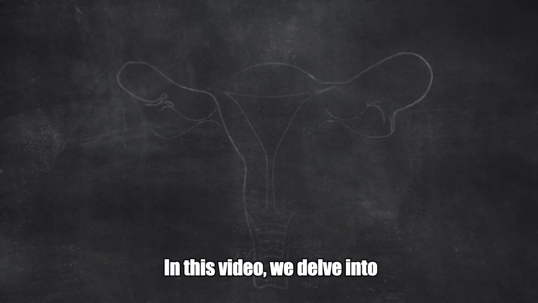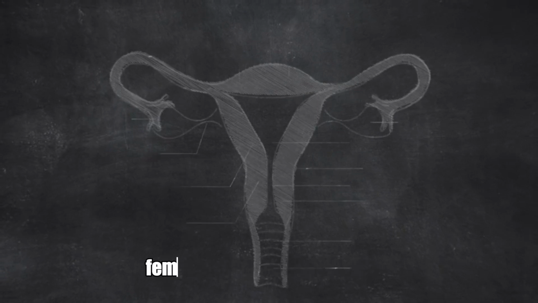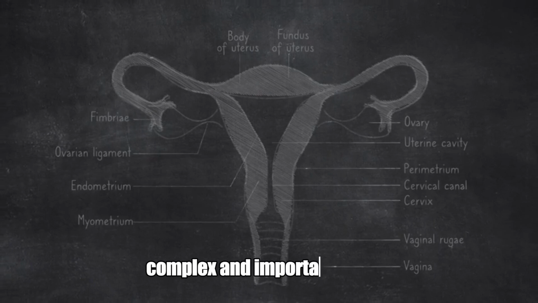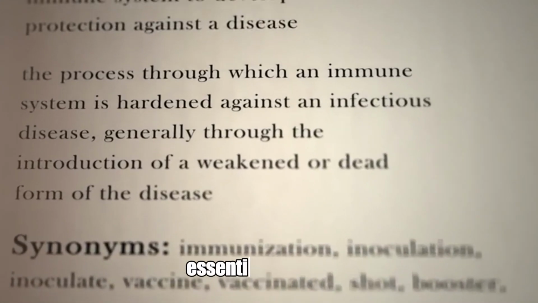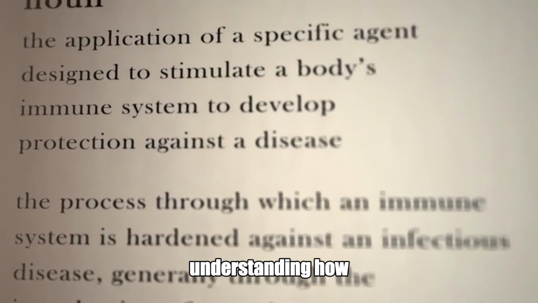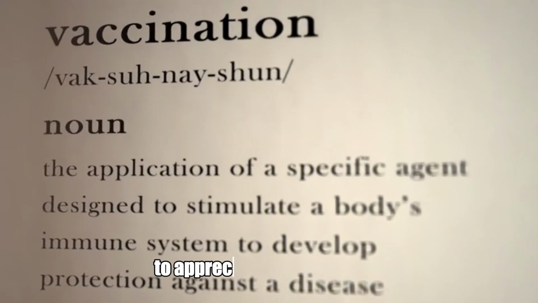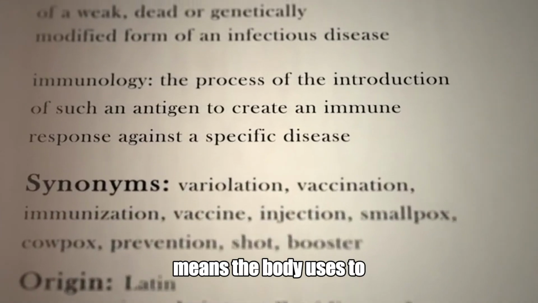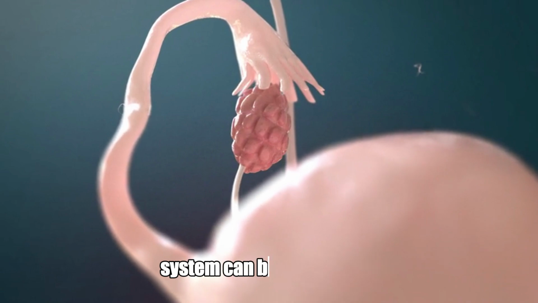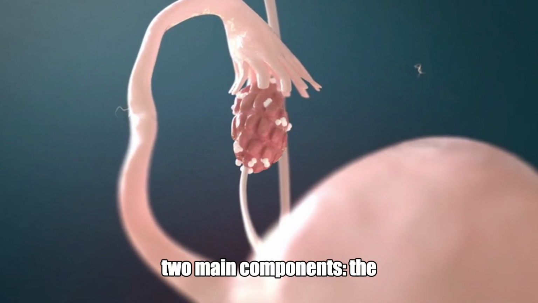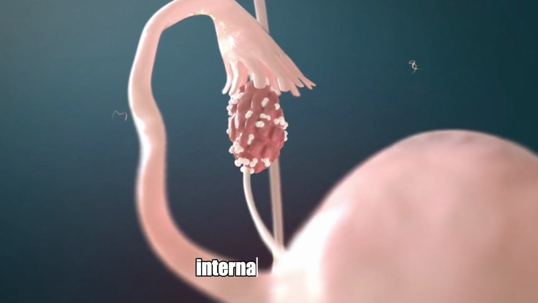In this video, we delve into the fascinating world of the female reproductive system, a complex and important part of the human anatomy. Understanding this system is essential not only to understanding how reproduction works, but also to appreciating the complex means the body uses to maintain overall health and well-being. The female reproductive system can be divided into two main components: the external genitalia and the internal genitalia.